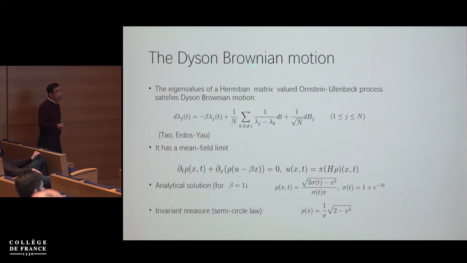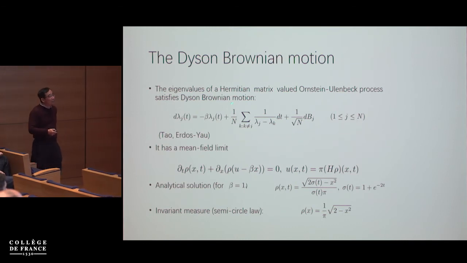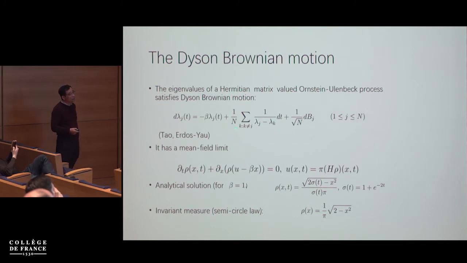One is the so-called Dyson-Brownian motion, and Dyson actually just died a few days ago, so this slide is dedicated to him. Basically, if you want to solve for the eigenvalues of a random matrix, a Hermitian-valued Ornstein-Uhlenbeck process, then the eigenvalue, lambda j, of this random matrix solves this so-called Dyson-Brownian motion, this particle system.